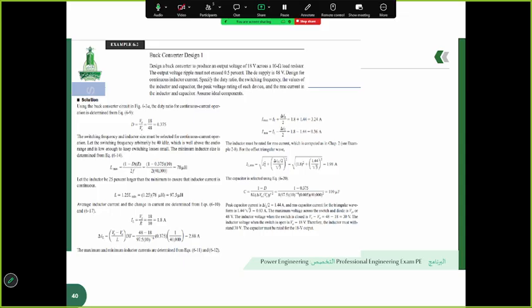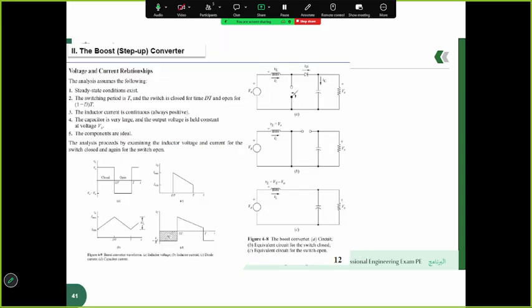Overall, this slide provides a clear step-by-step design methodology showing how theoretical equations are applied to obtain a complete and practical buck converter design that satisfies given performance constraints.